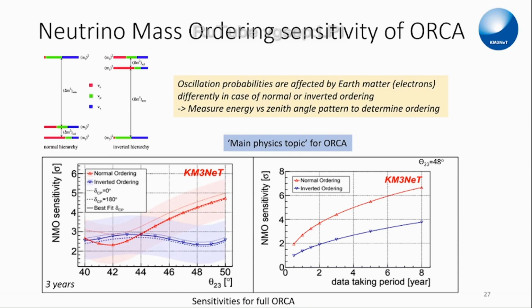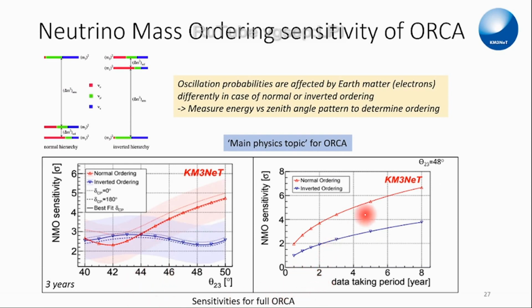Here you see our sensitivity, expressed in sigma. So the significance with which you can exclude the other hypothesis, in case of normal ordering in red and inverted ordering in blue. Right. So one parameter which is not constrained very well is theta 2,3. That's why we typically plot it as a function of theta 2,3, for 3 years of data here. So in case of normal ordering, and we're sort of on the right of the plot, in 3 years we can get 3 sigma.